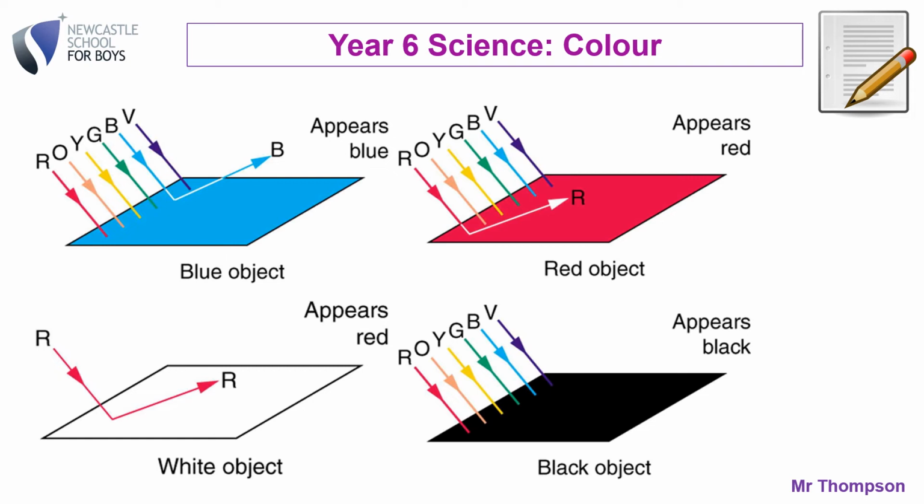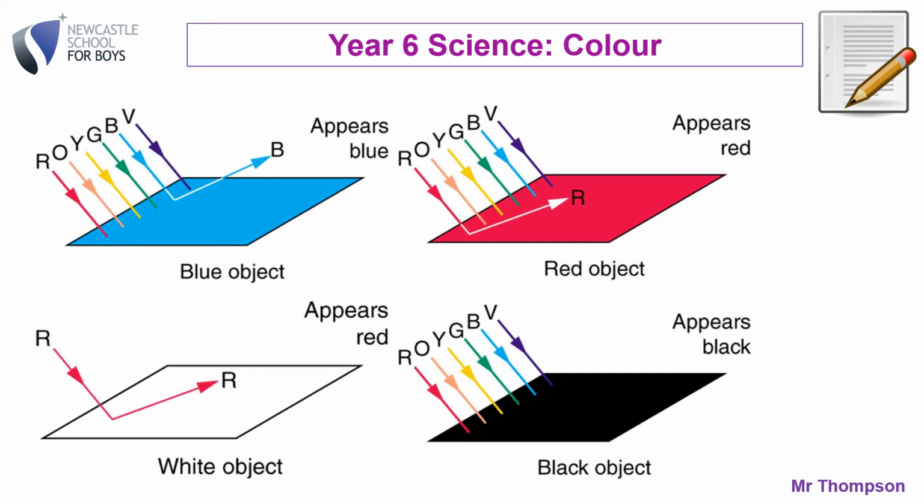On the right there, similar to the last screen, the red object only reflects red. Now the bottom left one shows you what happens. If you have a white object, white will reflect all colours. So if you shine white light on a white object, it appears white.